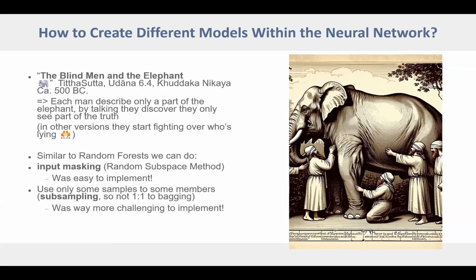And there are different versions of this, and in some of them, they start to talk to each other. They discover that their truth doesn't rule out another person's truth, and maybe the truth is actually something you can discover together by talking about it, a higher truth. And in other versions, they start to argue about who's lying and start fighting. So we hope it's the first thing we can do with our networks.